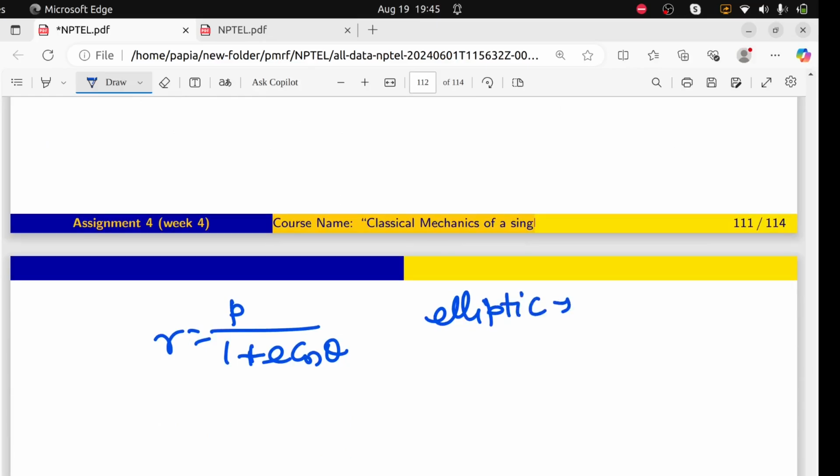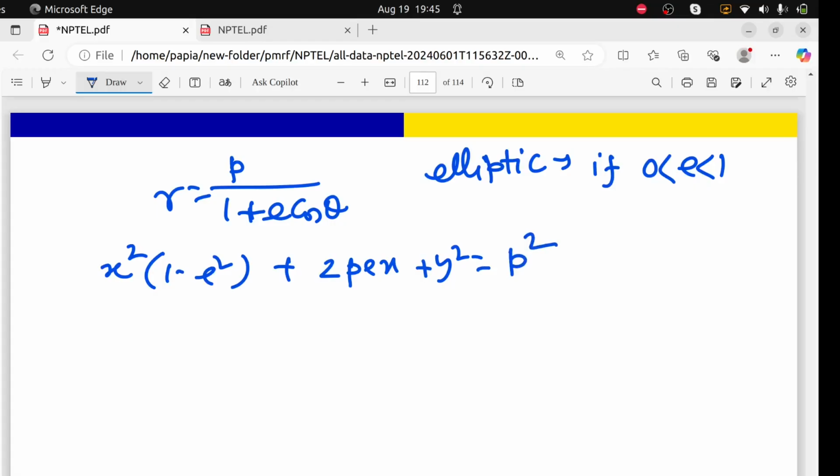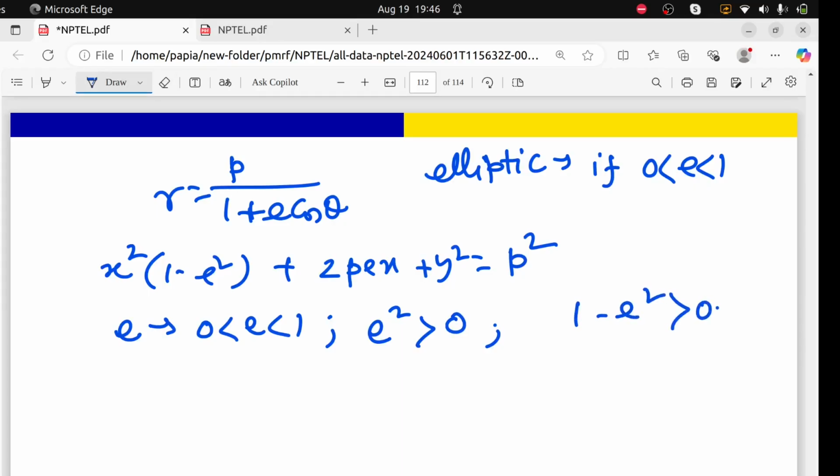Elliptic. It will be elliptic if 0 < e < 1. That we have to prove. So in this case, if I take x square into 1 minus e square plus 2pex plus y square equals p square. Now if e has the value 0 less than e less than 1, so e square is positive. Okay, I can't say greater than 1 but positive. So 1 minus e square is also positive.